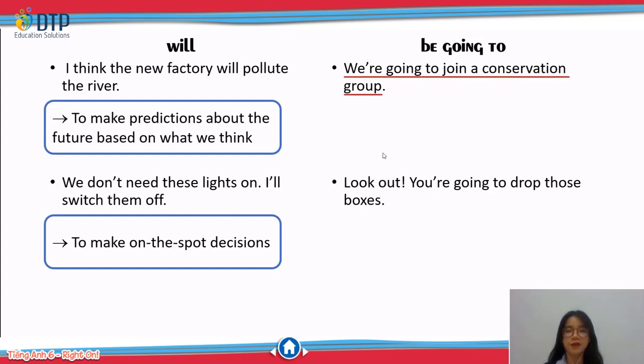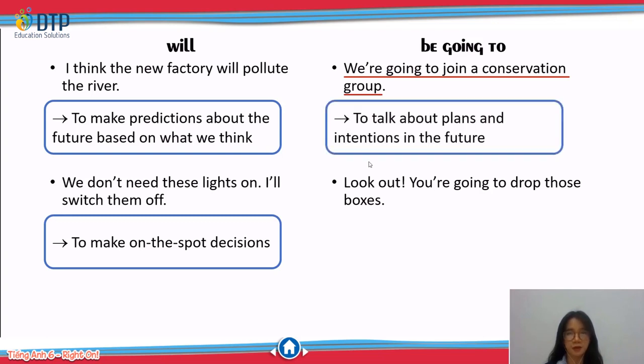Hãy nhìn vào ví dụ đầu tiên. Khi sử dụng cấu trúc be going to, thì người nói muốn nhấn mạnh rằng đây là một kế hoạch hoặc một dự định trong tương lai. We use be going to talk about plans and intentions in the future.